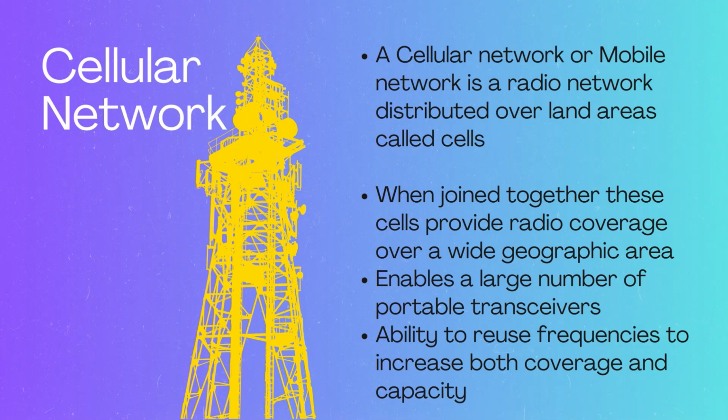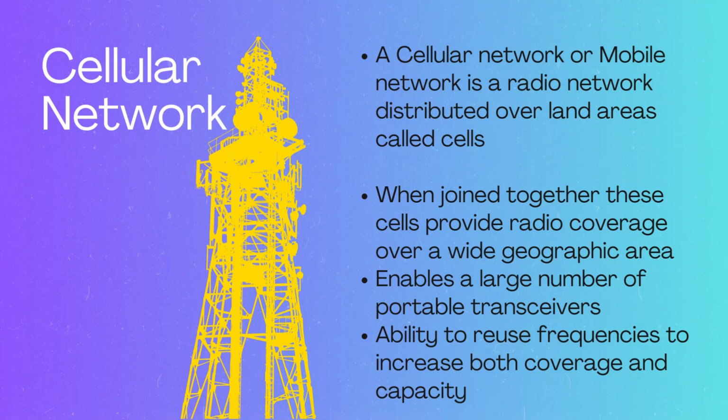Right. Okay, so let's move on to the next network communication protocol, and that is the cellular protocol. This is something we all know very well since we all use it in our mobile devices. A cellular network or a mobile network is a radio network distributed over land areas called cells. Probably that's why we call it a cellular network as well. So when cells are joined together, the network provides radio coverage over a wide geographical area. Cellular networks support a large number of portable transceivers.